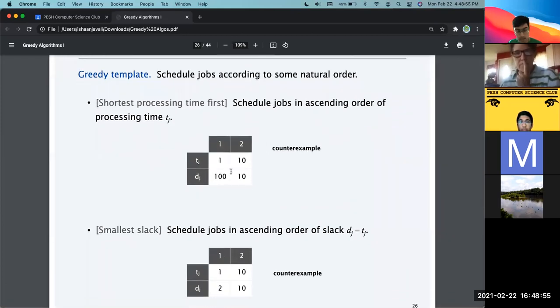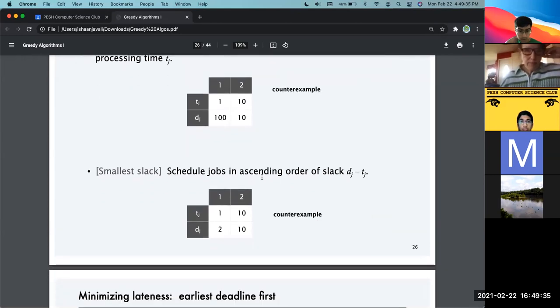With the shortest processing time first, we have this assignment over here that only takes us 1 hour to do. I keep saying due because D of J is the due time. It takes us 1 hour to do, but it's due at time 100. And this job over here takes 10 hours to do, but it's due at time 10. If we chose the jobs based on shortest processing time, we would choose job number 1 over here, even though it's due very far into the future. And so job 2 would become late because we'd have to put it off until time 1, and we'd finish it at time 11, which is 1 hour late. So that's an example where shortest processing time does not work.